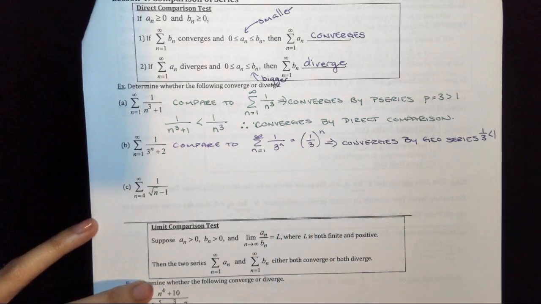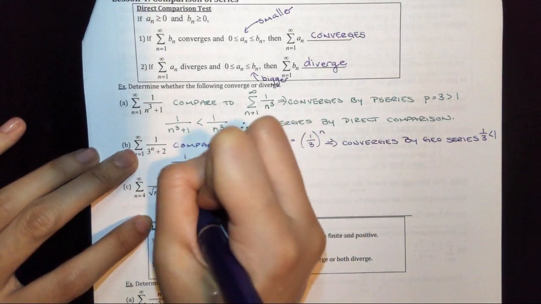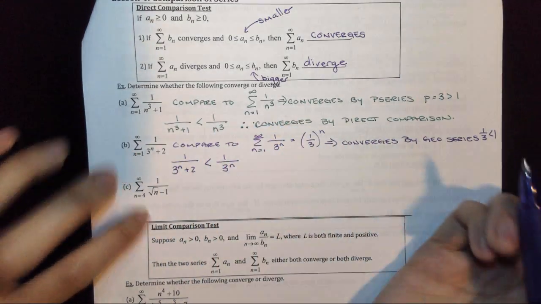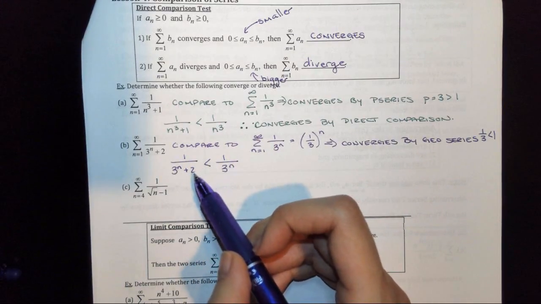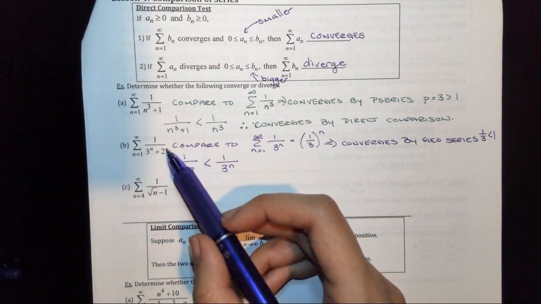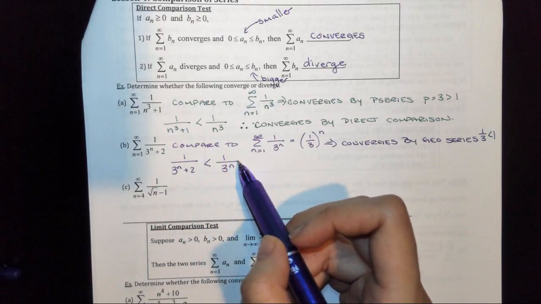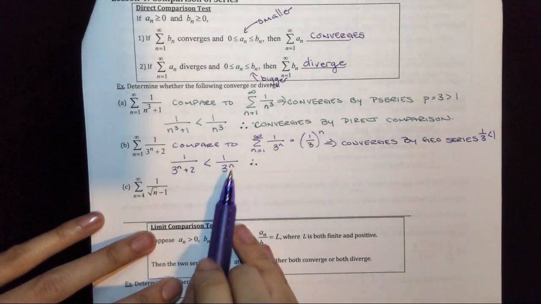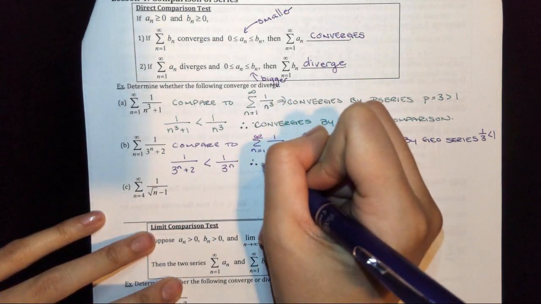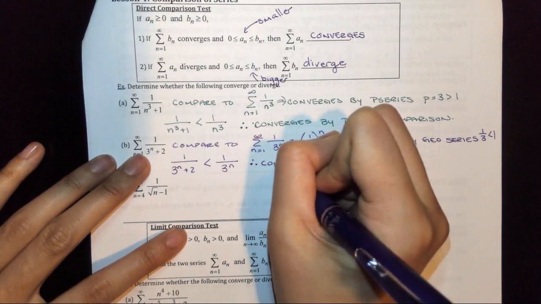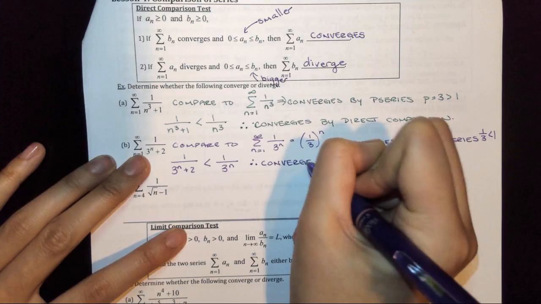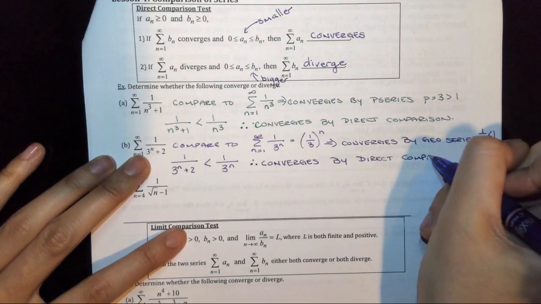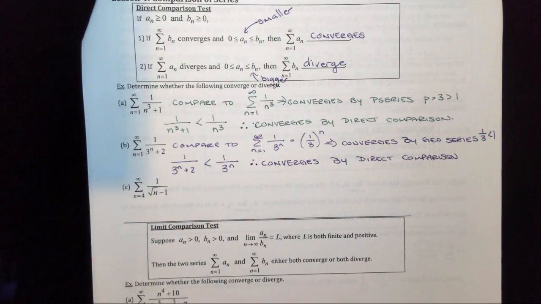If this converges by geometric series, I want to prove that this is smaller than what I compared it to. And I can say that. I can say that this sequence that I am trying to prove is smaller than the sequence that I compared it to. Therefore, if I know that this sequence converges and this sequence is smaller, I can say that my sequence converges by direct comparison.